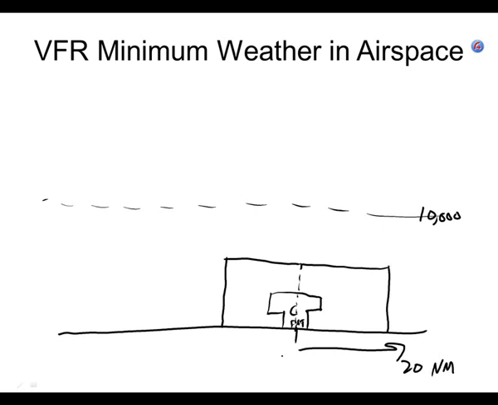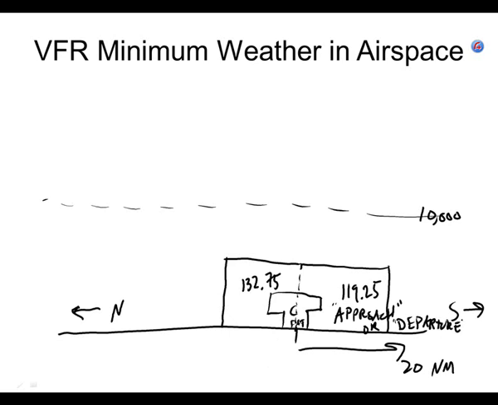Remember, if you look back at the chart, there were two frequencies for the Class C airspace. One was north, one was south. So we'll say that north is in this direction, and south is in this direction. So here was like 119.25, and here was 132.75, or whatever it was. And this was Fresno Approach. Or, if you were leaving the airport, it'd be Fresno Departure. And you would say the word Fresno.